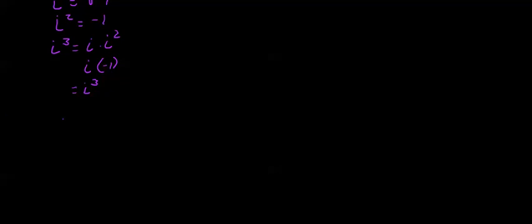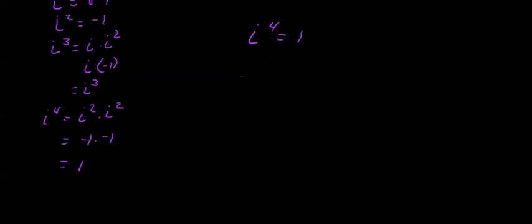And then i to the fourth can be broken down to i squared times i squared. i squared, remember, is negative 1. Negative 1 times negative 1 is positive 1. i to the fourth is positive 1. i to the fourth equals 1.